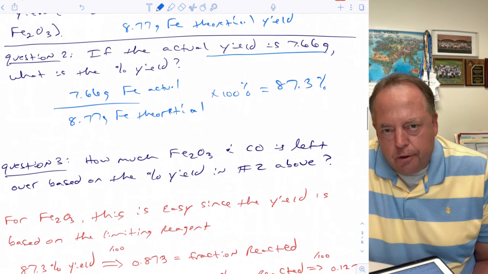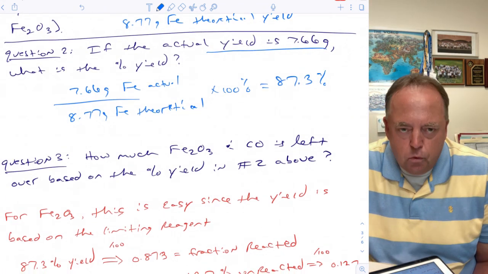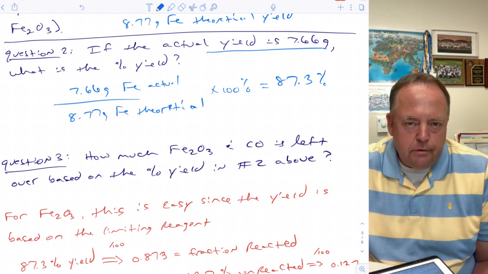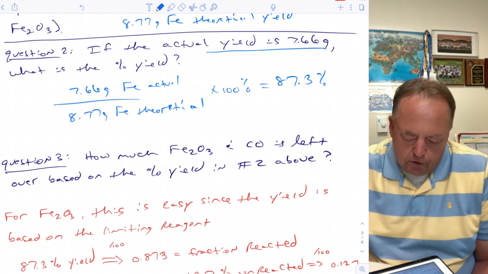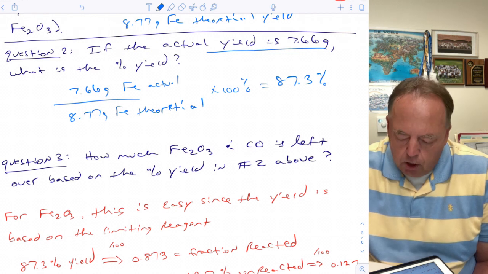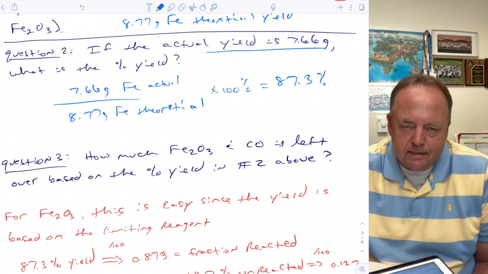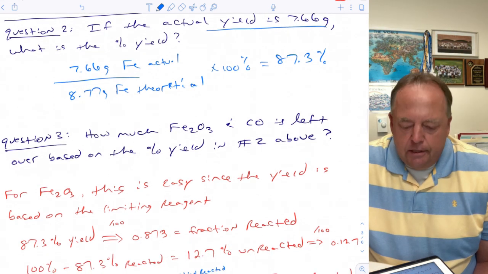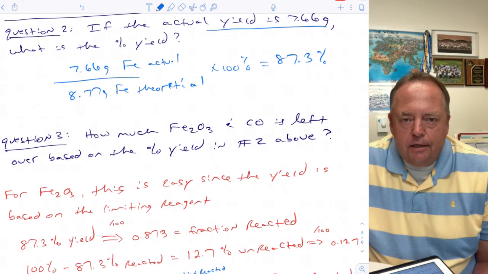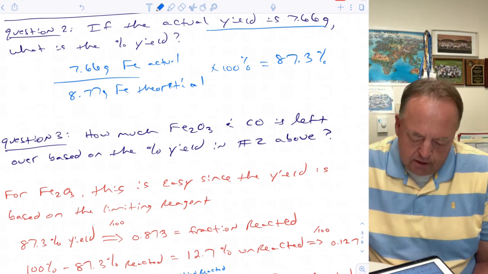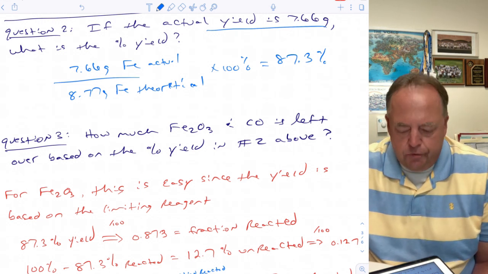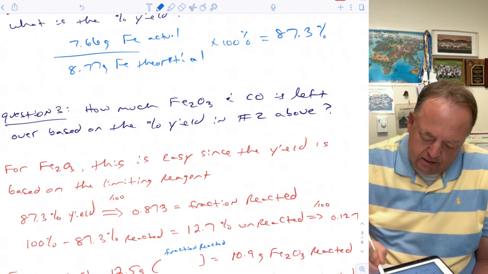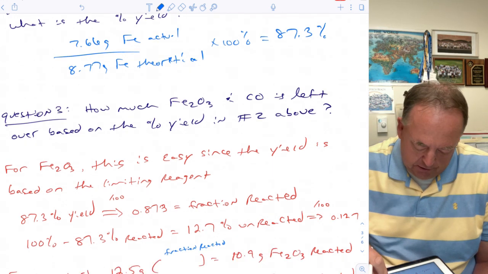Okay, so then I could ask you another question now. Since the reaction was not 100% yield, and if there's no side products, then that must mean there's starting material left over. So how much iron 3 oxide and how much carbon monoxide is still left in the flask at the end of this reaction? One of these is easier to calculate than the other, and the one that's easier is the limiting reagent, because the percent yield is based on the limiting reagent. So for Fe2O3, since that's the limiting reagent, this is an easy calculation.